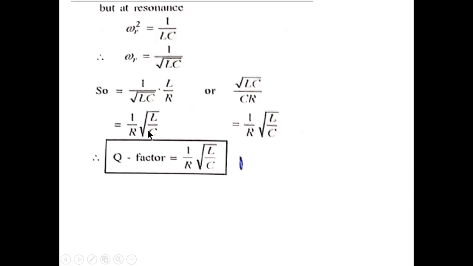So Q factor, that is known as quality factor of the RLC series circuit, also decides the quality of the inductive coil.